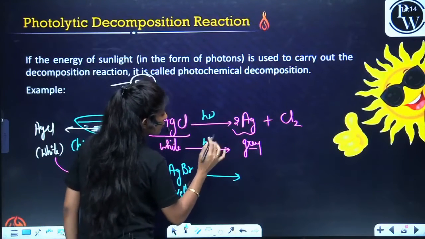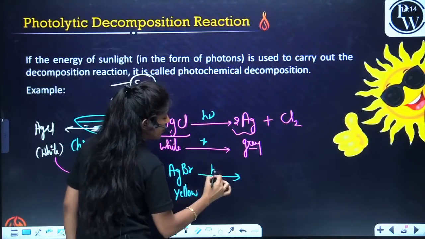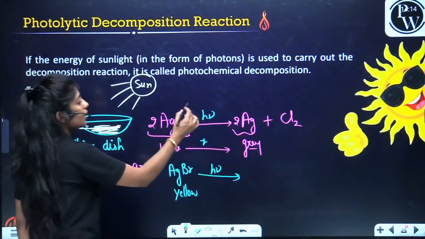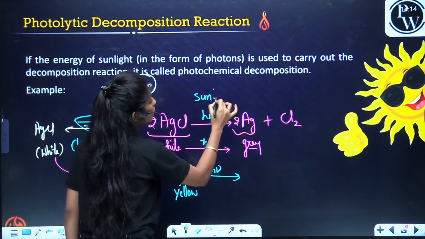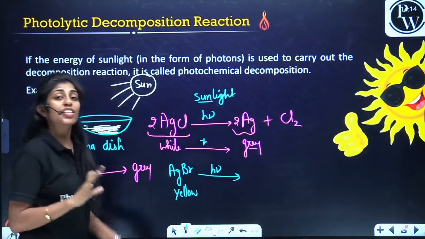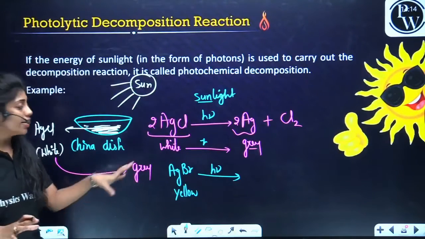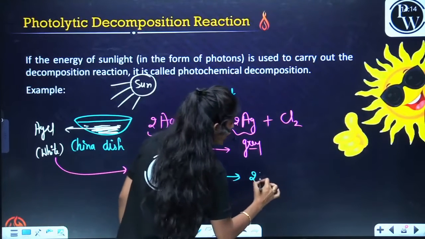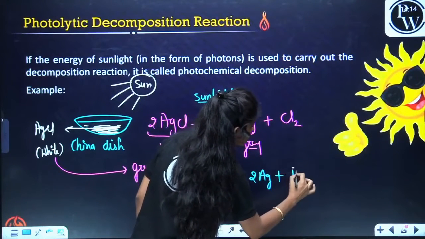Okay, that will be hν. You can write it that way. Also you can write here sunlight. In presence of sunlight, this is the specific condition in which the reaction is occurring and you have to mention it. So basically this is going to decompose into Ag and Br2.